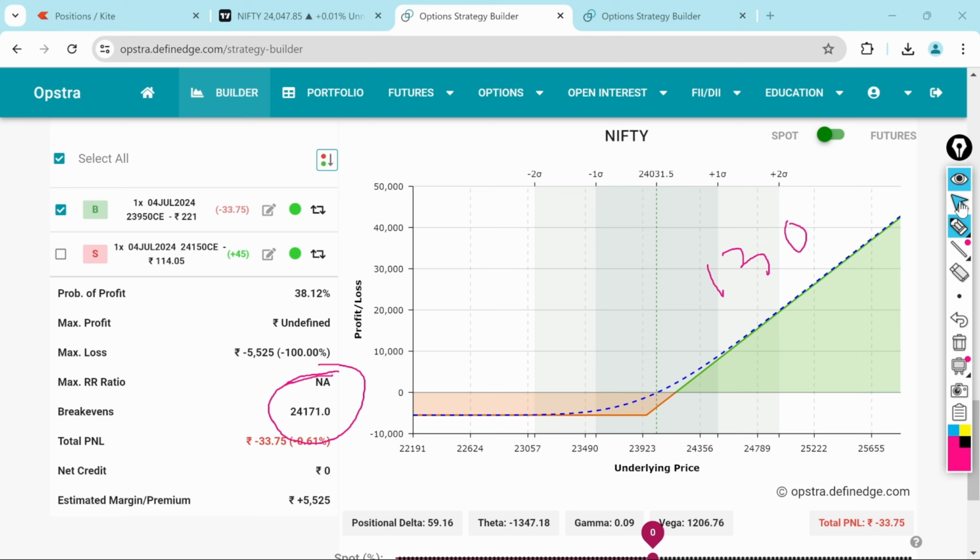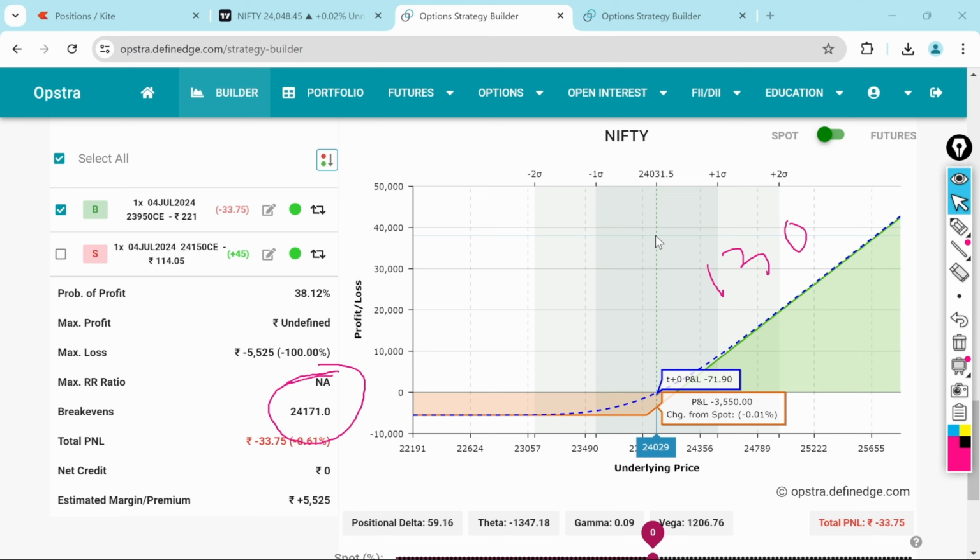If the market doesn't move, imagine on the 4th July it expires around the same price it is currently trading at, around 24,030 plus. If it expires over here, then you can see in the orange box how much money we will lose. We will lose 3,500 something.